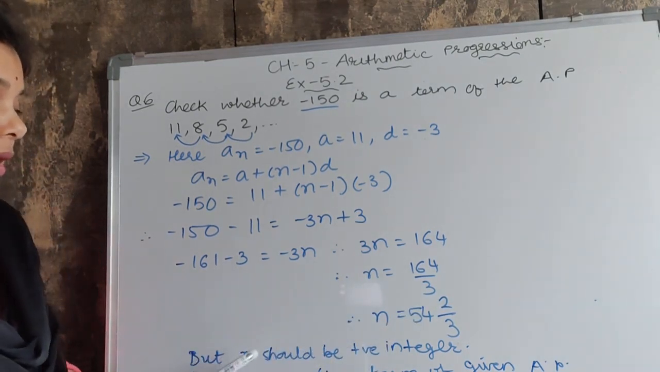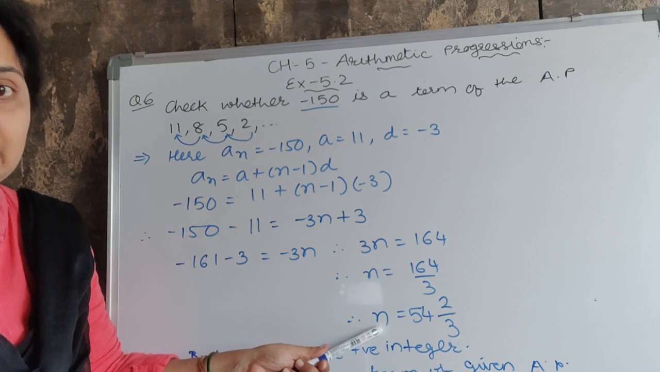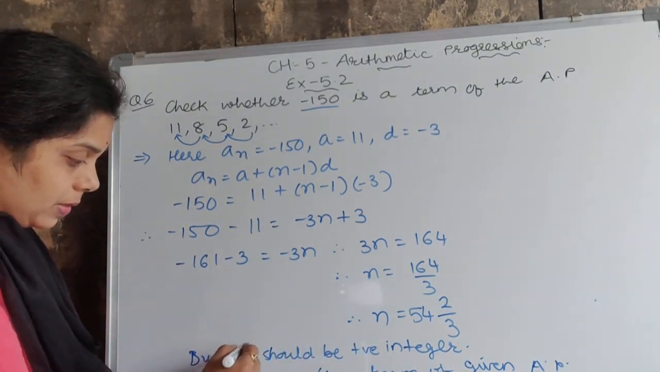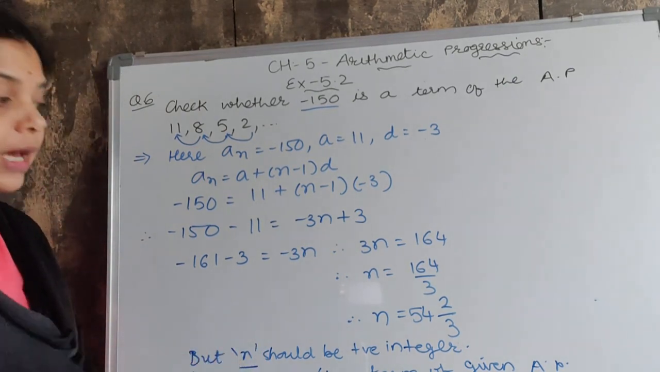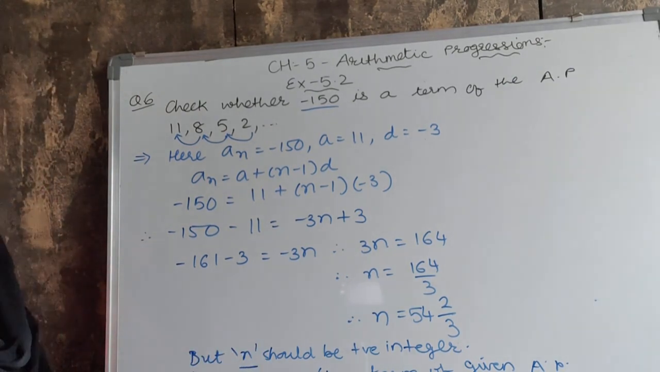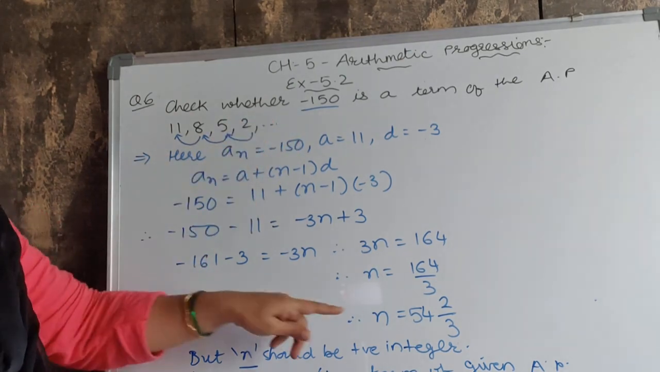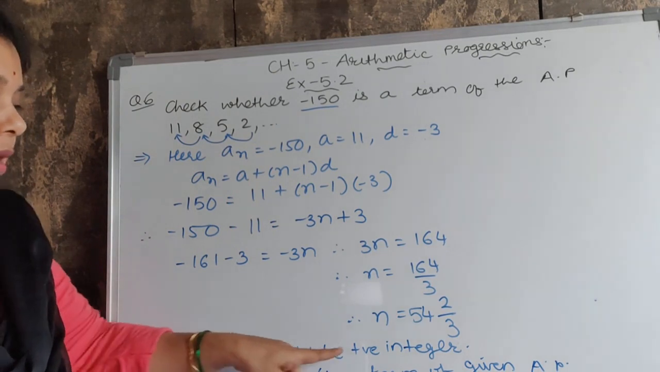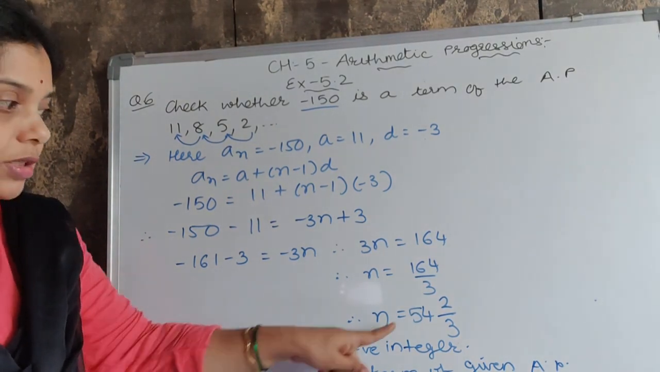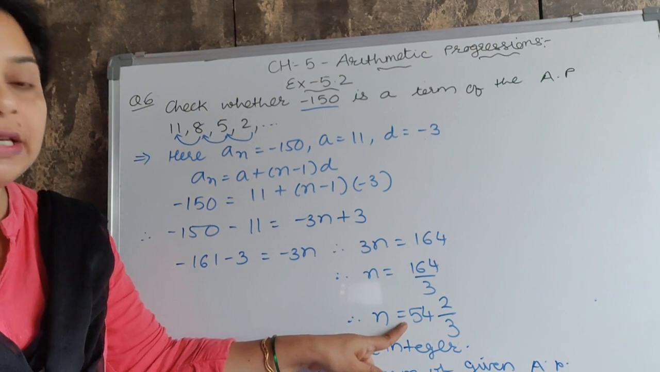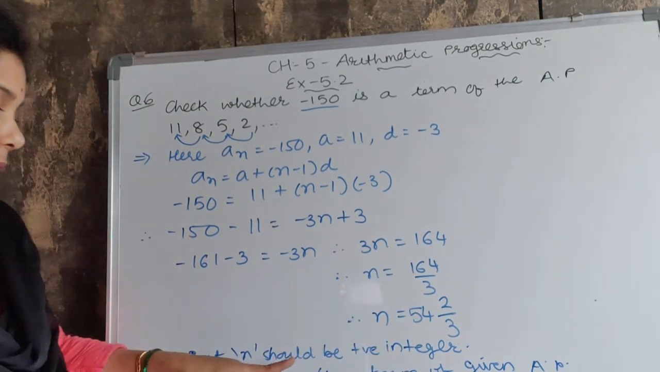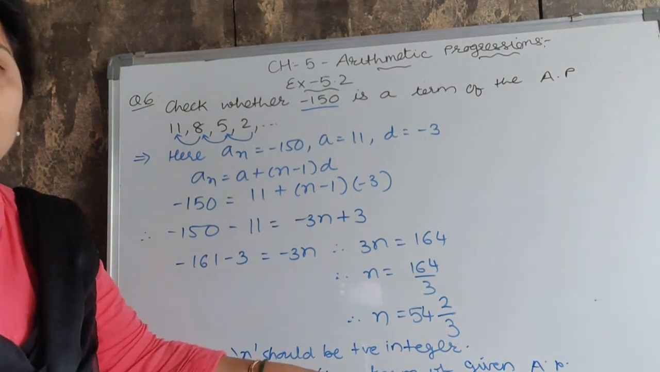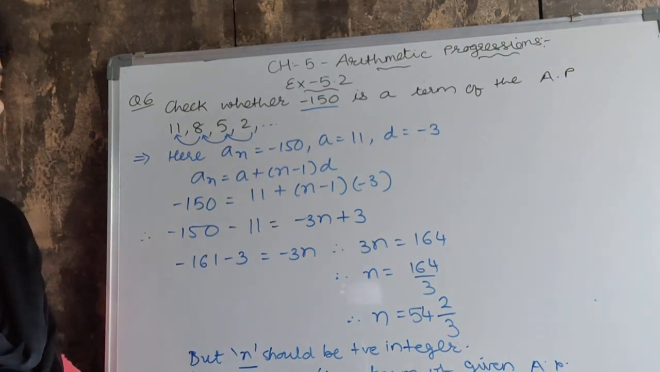It means it is not an integer. We must get an integer, then only we can say that this is a term. But here n is equal to 54 and 2 by 3. But n should be a positive integer. This is positive, but it is not an integer. It is a fraction. And hence, minus 150 is not a term of the given AP.